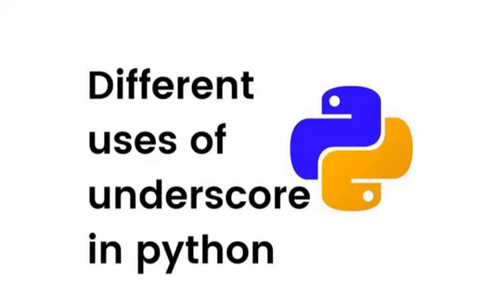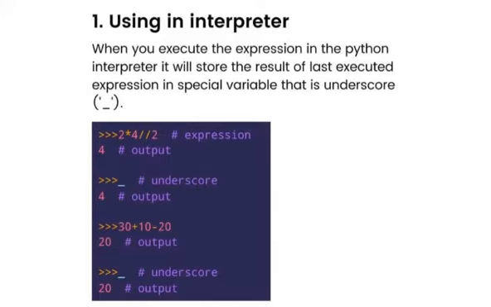The different uses of underscore in Python. Look at this example. In interactive mode, an expression is executed, that is 2 multiplied by 4 divided by 2, and your output is 4. You can observe the things in comments.